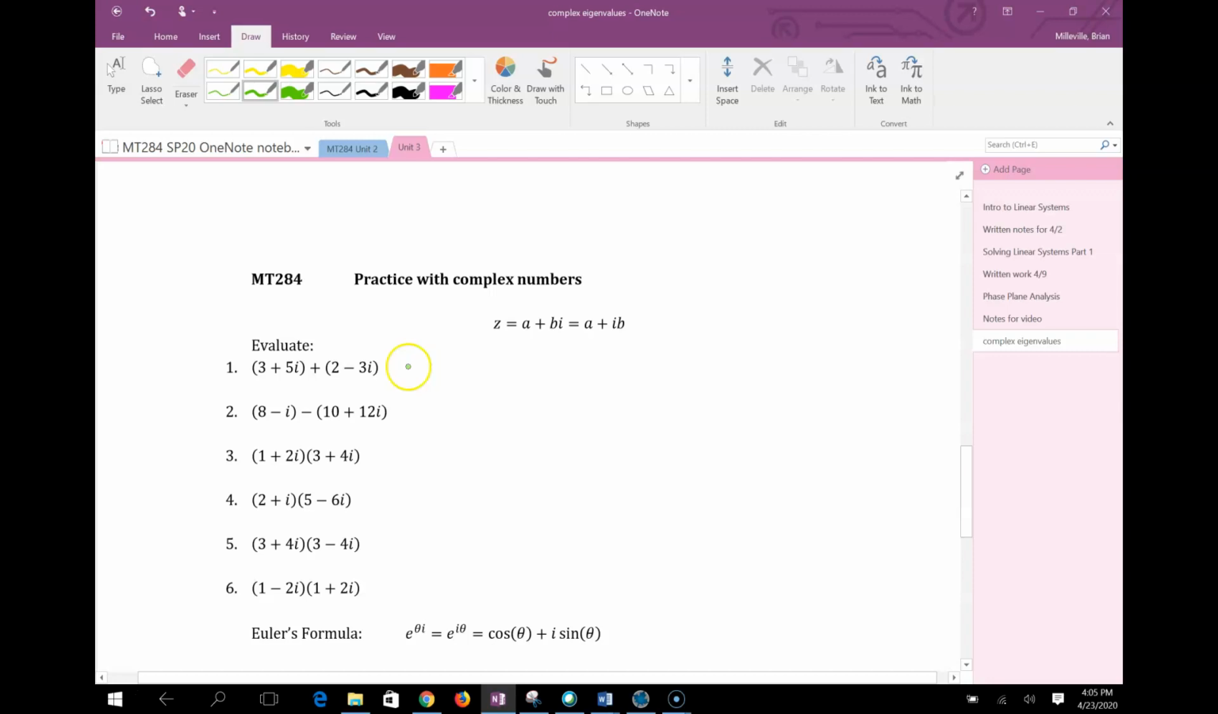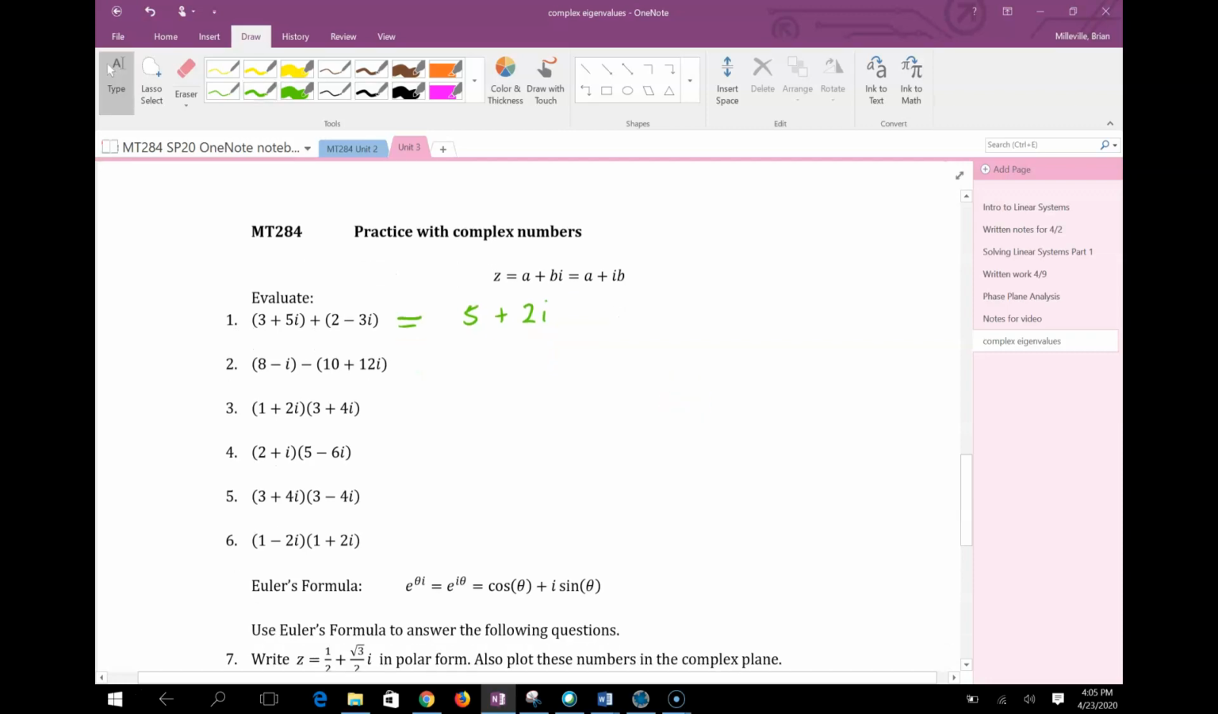So when you're adding and subtracting complex numbers, very straightforward, just combine like terms. Add the real parts, add the imaginary parts. So in this case, we're going to get 3 plus 2, which is 5, as the real part, plus 5 minus 3 is going to give us 2i. So 5i minus 3i is 2i. No big deal there.